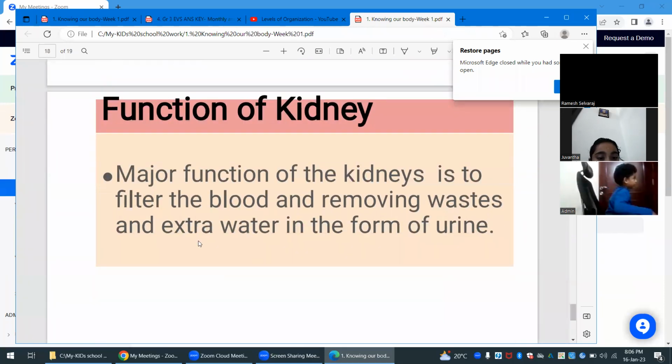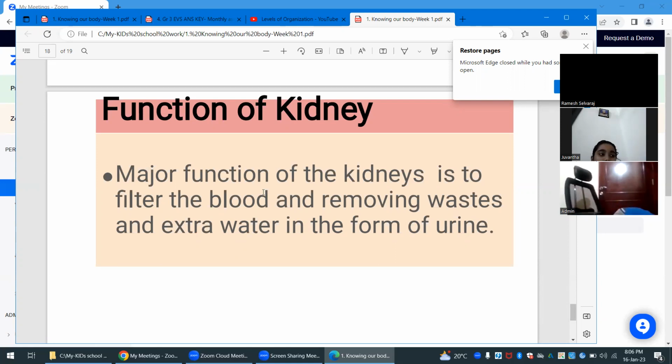You know, function of kidney. The major function of the kidney is to filter the blood and remove waste and extra water in the form of urine also. So you should remember this one also, urine also, because if you drink lots and lots of water, tons of water, bottles and bottles of water, then the extra water will be removed. Then the kidney also will be getting overloaded. So we need to drink water whenever we need. Don't drink too much or too little. We need to be at an optimal level. We need to take water also.